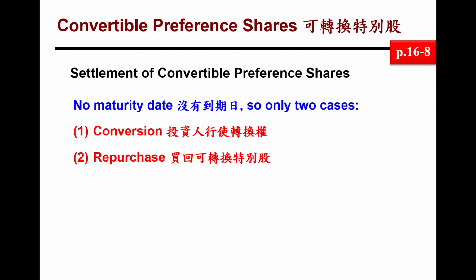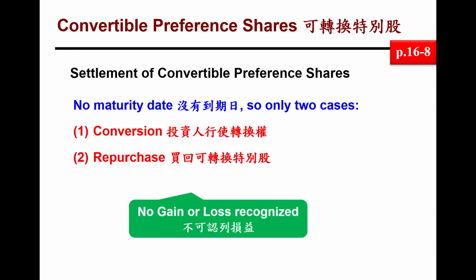Conversion: preference shareholders become ordinary shareholders. Repurchase: they give up the right. So we have only two cases. But no matter which case it is, since it is equity, we don't have gain or loss, right? Equity, we don't use gain or loss. So the second difference from CB is no gain or loss. Let you guess: if conversion, why no gain or loss?